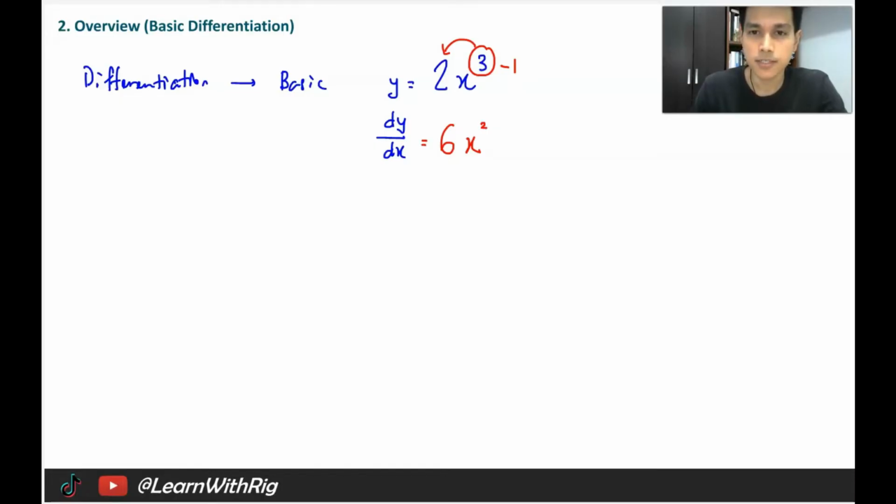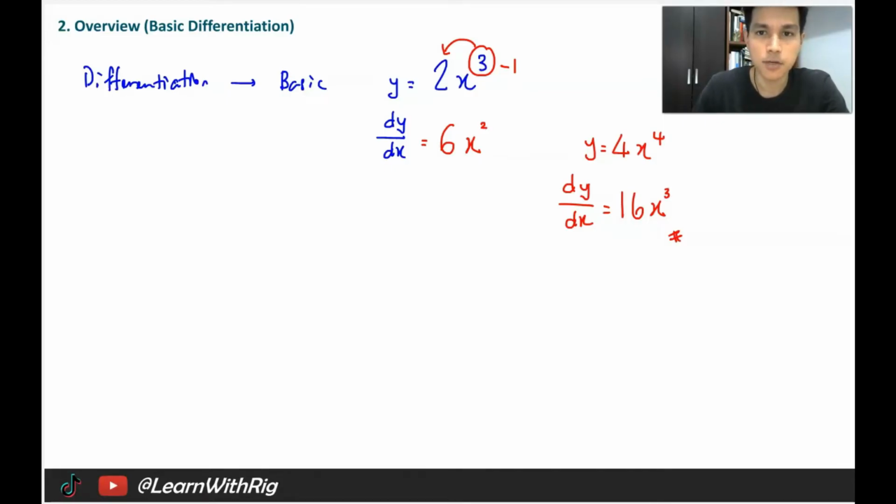So if, let's say, I give you y equals 4x power 4, how are we going to differentiate this? So dy/dx equals, 4 times 4 is 16, and then the x, the power 4, is going to minus 1, and you get power 3. So this is your answer. This is the most basic way of differentiation.